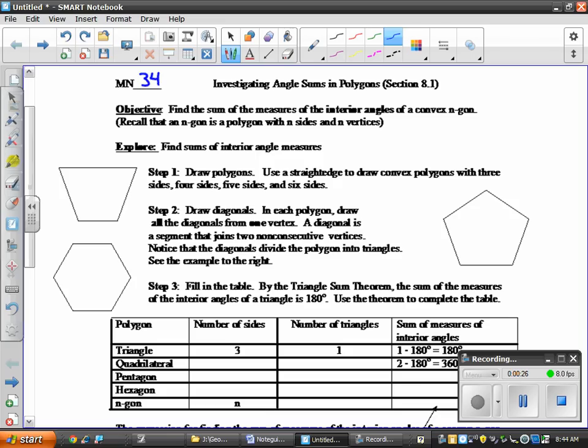To make that a little bit more real, instead of saying n-gon, let's say a 14-gon, so we can put a number right in for n. And what that polygon implies is that it has 14 sides and 14 vertices.